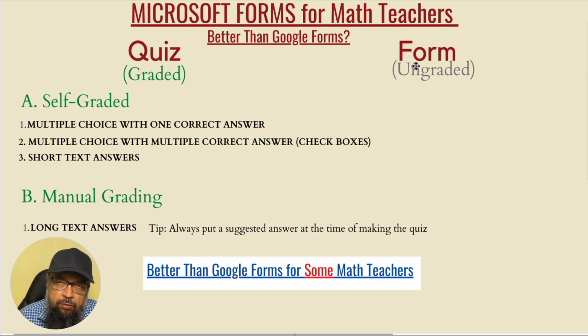And the main difference between a form and a quiz is that a quiz is graded while a form is not. Then there are two types of quizzes, self-graded quizzes and manual grading quizzes, where you have to review the responses and then grade the students manually, give them points and marks. We will be talking about these types of quizzes, and I will also create a math quiz in Microsoft Forms.